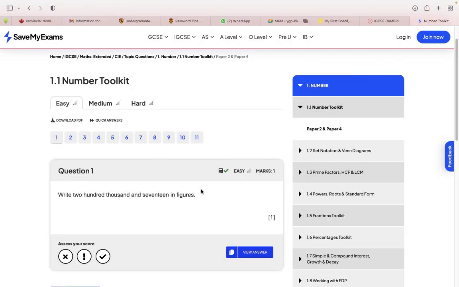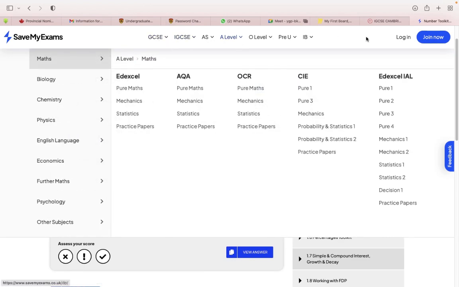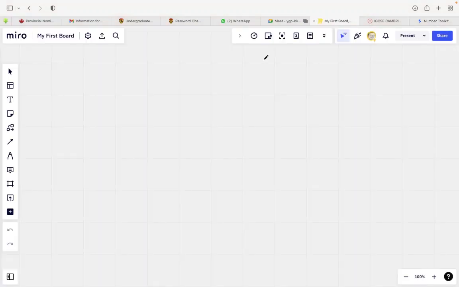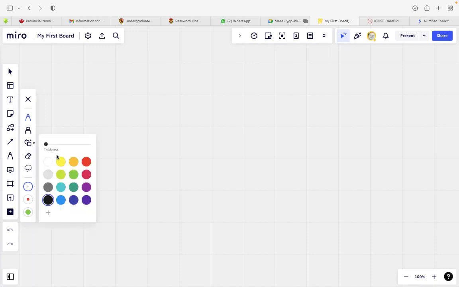If the ones are too easy, we can skip them. Is it right? This first question: 200,017 in figures. So they say we should write it in figures, right? So how do we write that in figures? $200,017.